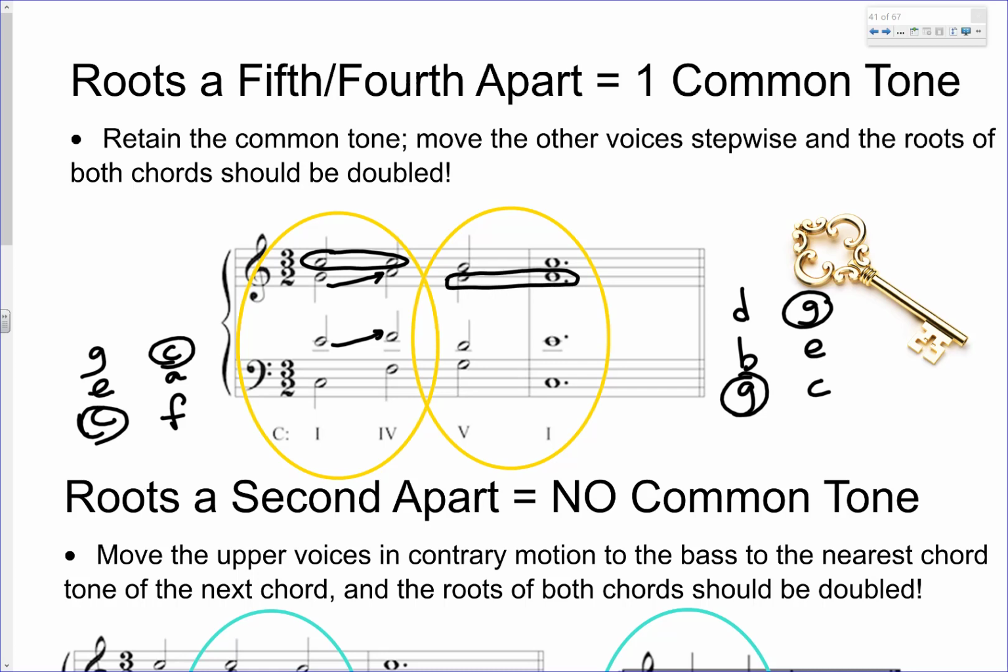So retain the common tone in the same voice and move the other voices stepwise, and the roots of both chords should be doubled. So the soprano is on the B, moving stepwise to the nearest chord tone, the C for the 1 chord. And the tenor is on a D, moving stepwise to the nearest chord tone of an E to resolve the final chord to a 1 chord. So that's one key principle that you need to remember.